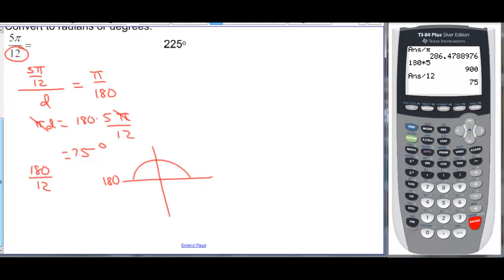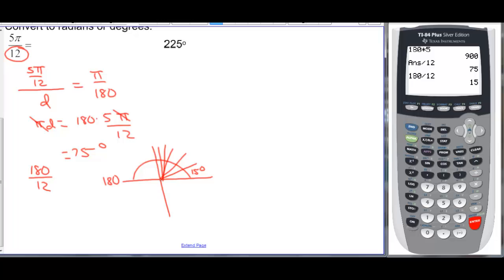Now, I know we've already done the problem, but hopefully this makes sense to you. We've divided it into 12 pieces. Now, each of those pieces is worth 15 degrees. So each of those pieces is worth 15 degrees, and we need 1, 2, 3, 4, 5 of those.